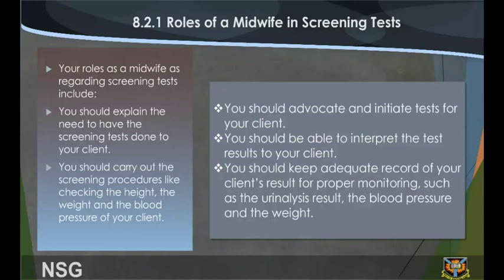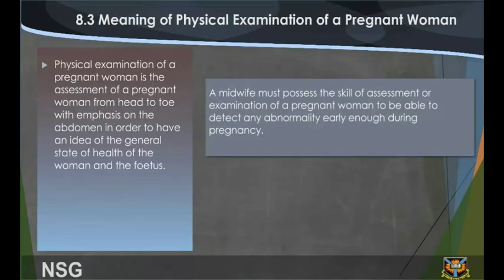You should keep adequate record of your client's results for proper monitoring, such as the urinalysis result, the blood pressure, and the weight. Meaning of physical examination of a pregnant woman. Physical examination of a pregnant woman is the assessment of a pregnant woman from head to toe, with emphasis on the abdomen, in order to have an idea of the general state of health of the woman and the fetus.